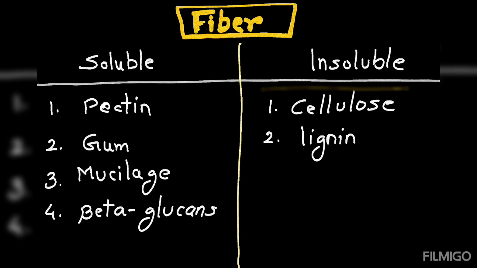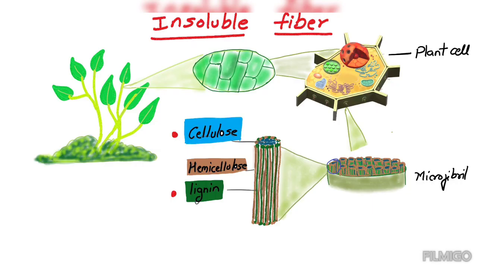Fiber is a type of carbohydrate that cannot be digested by the human body. But soluble and insoluble fiber have their own benefits. Cellulose and the non-polysaccharide lignin are types of insoluble fiber. Cellulose is the main constituent of the plant cell wall, so it is found in all vegetables, fruits, and legumes. On the other hand, lignin is a tough, woody part of the plant.